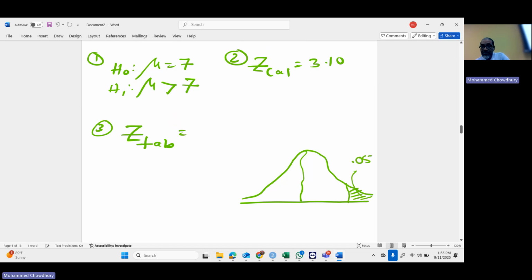Previously, you had 5% equally distributed in the two extreme tails. As the alternative hypothesis is "greater than," now all 5% will be on the extreme right tail. Understand? Are you okay, gentlemen?